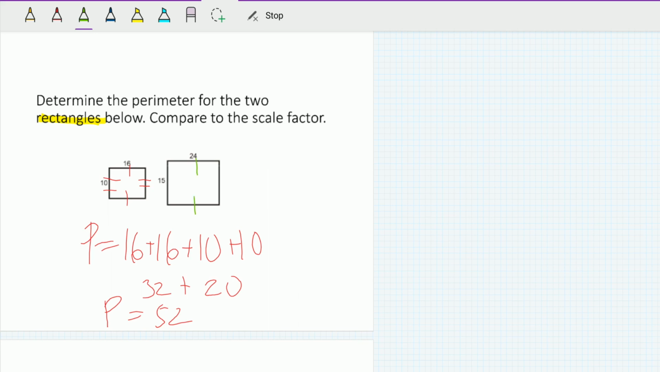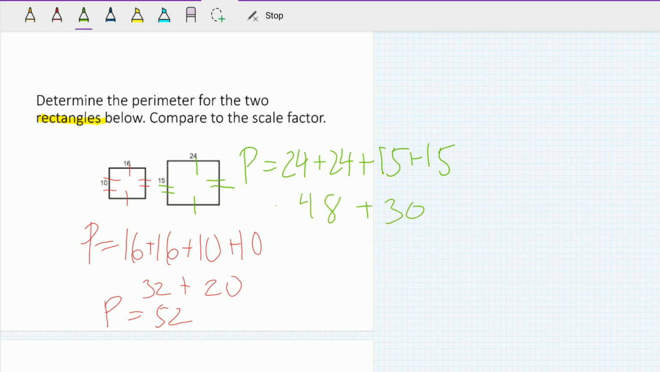But there you go. Now let's figure out the perimeter of the second rectangle, which of course is also a rectangle with congruent opposite sides. The perimeter of the second one is going to be 24 plus 24. You can also do this by multiplying, it's up to you. That's 48, and then this one is 30, so we get 78.